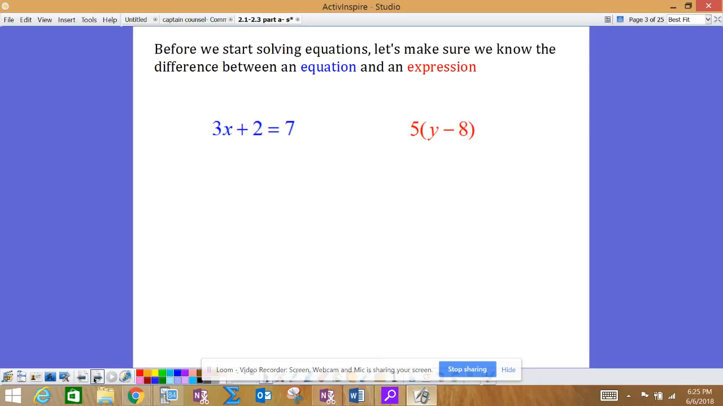So before we get into solving and talking about how to solve, we first need to make sure we understand the difference between an equation and an expression. If you think about the word equation, it almost has the word equals in it. So an equation, we know then, has to have an equal sign, whereas an expression is something that does not have an equal sign. So again, an equation has an equal sign, whereas an expression does not have an equal sign.